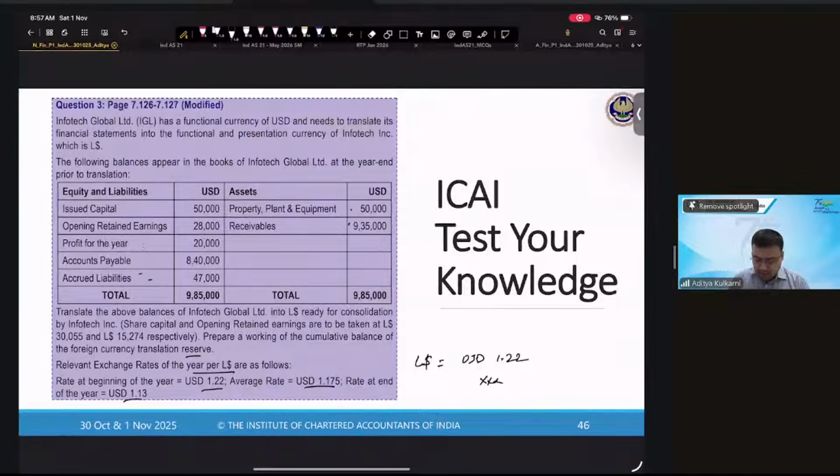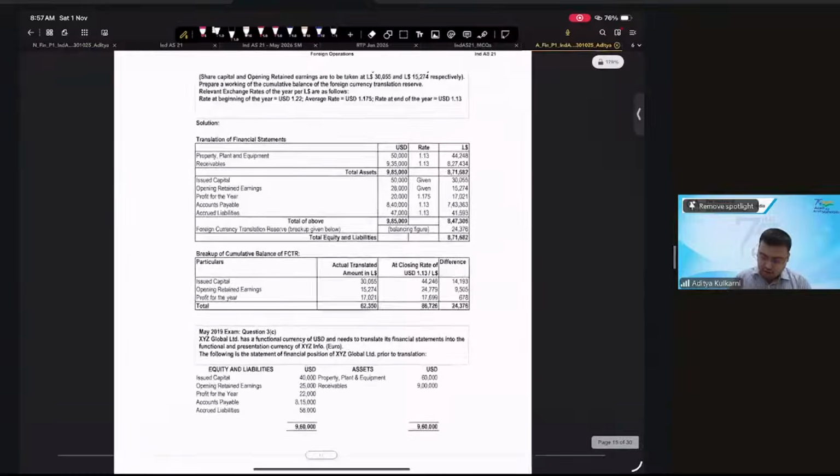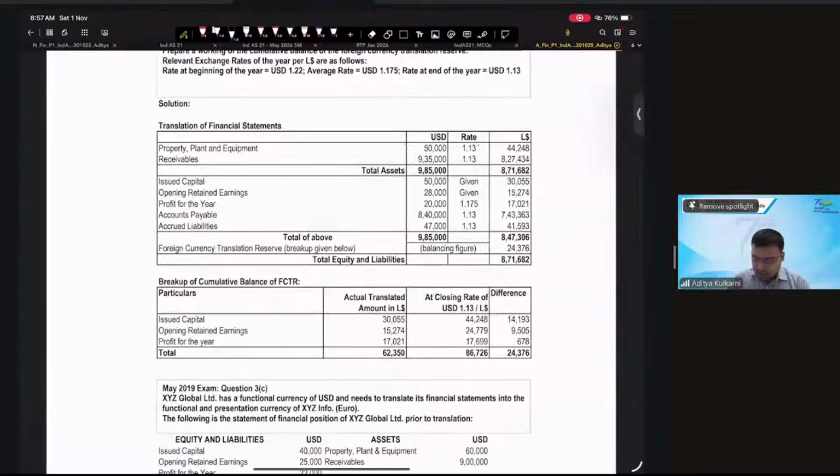issued capital, opening retained earnings, profits, accounts payable, accrued liabilities, PPE and receivables. So PPE and receivables go at the closing rate. You divide it. Issued capital, they have already given the conversion. Similarly, opening retained earnings, they have given the converted values. Profit for the year, you take average rates. Payables and liabilities go with the closing rates.